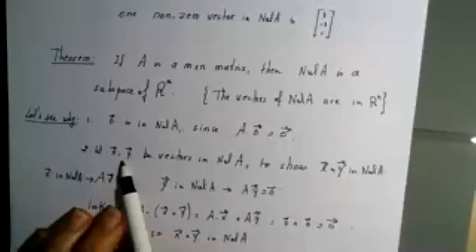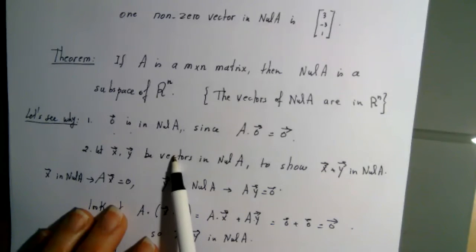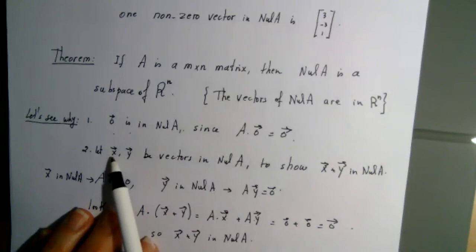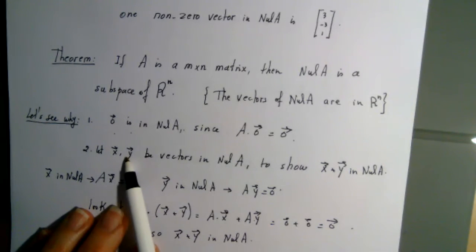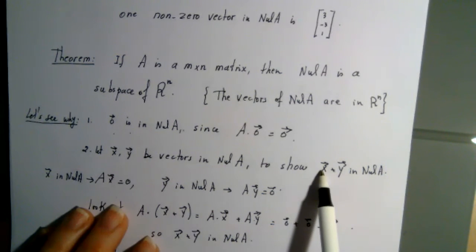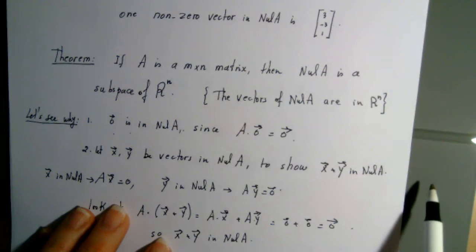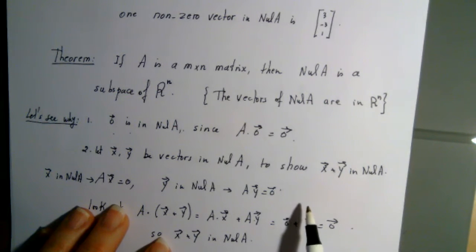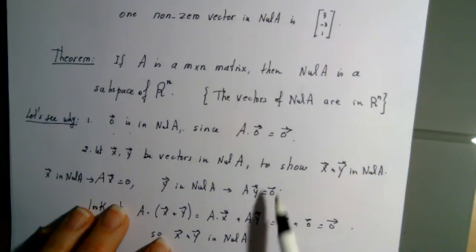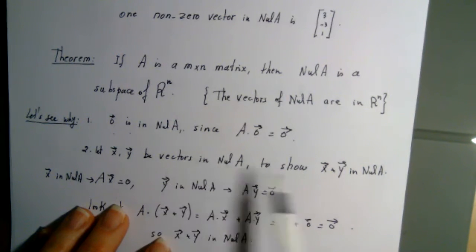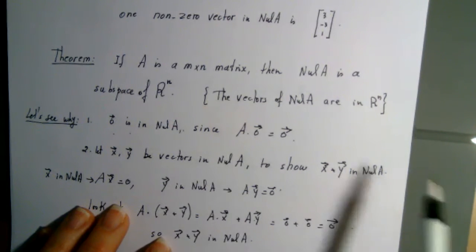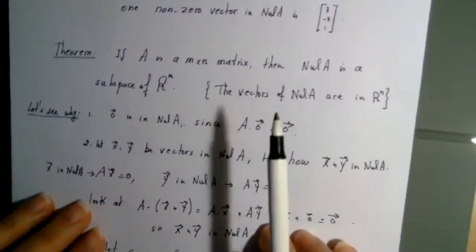Second, if I take 2 vectors in the null space, it means if I take 2 solutions for the system Ax equals 0, then I look at x plus y. That's a whole new vector. The question is, is x plus y also a solution? That's what it means to be closed under vector addition. So if x and y are in the null space, we have to show that x plus y is also in the null space. All right, let's do that.